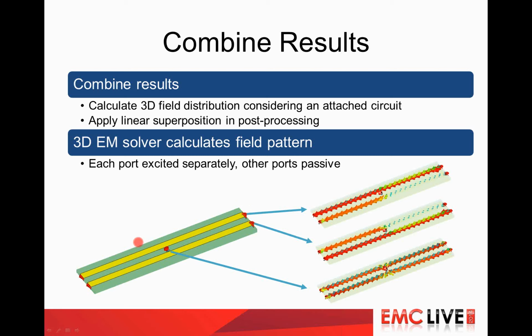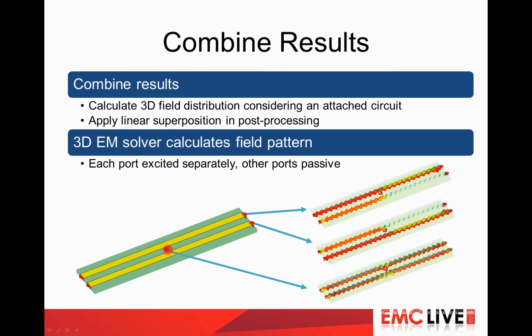When the 3D solver runs each port one after the other, it's basically assuming one port to be excited and all others to be terminated. So here are examples of how the current distribution will look when this particular port is excited and all others are terminated, typically with 50 ohm.